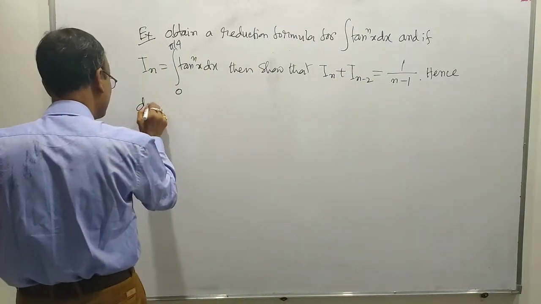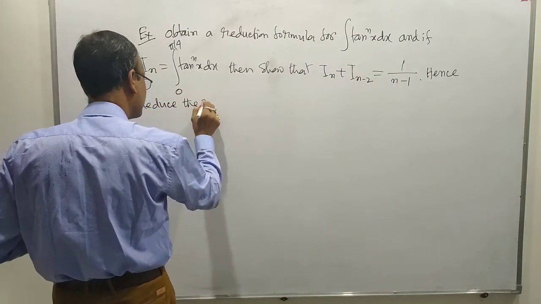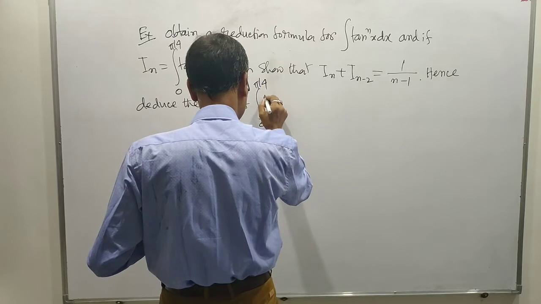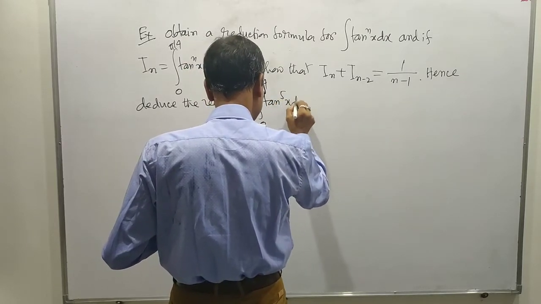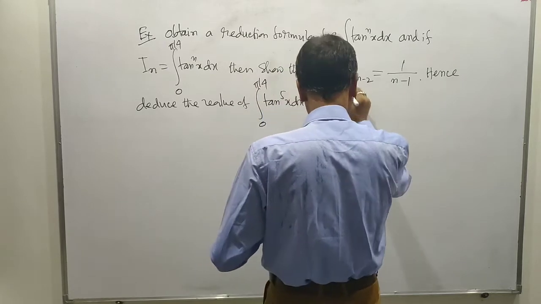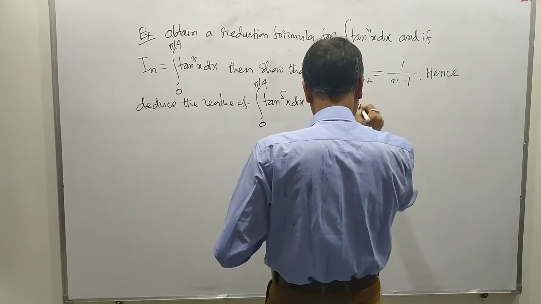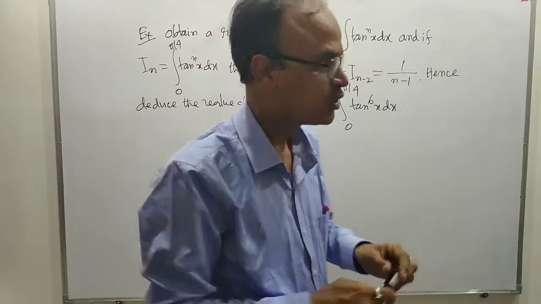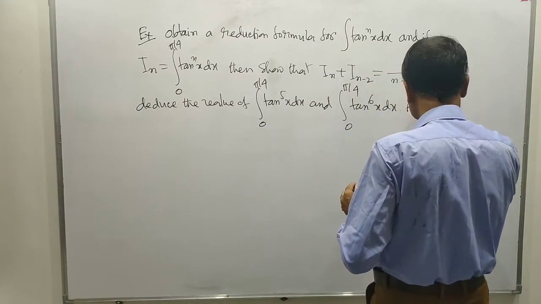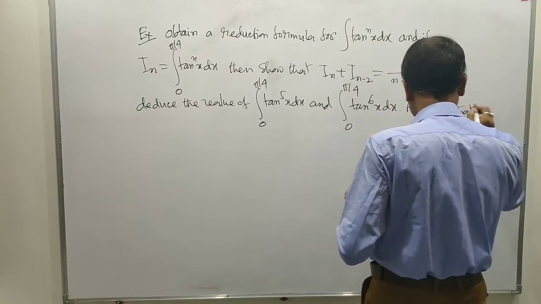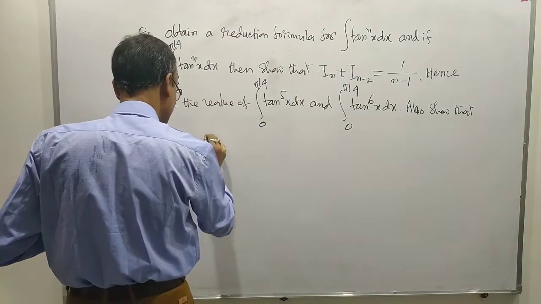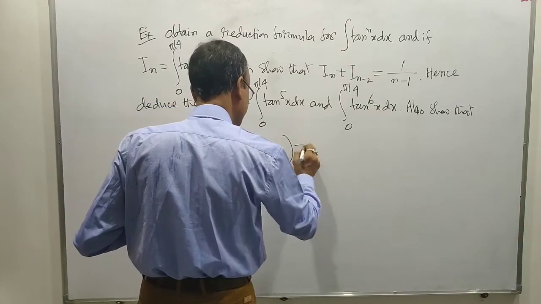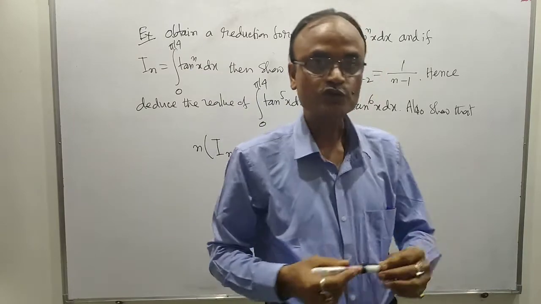Hence, deduce the value of integration 0 to pi by 4 tan to the power 5x dx and integration 0 to pi by 4 tan to the power 6x dx. Also show that n into I_(n+1) plus I_(n-1) is equal to 1.